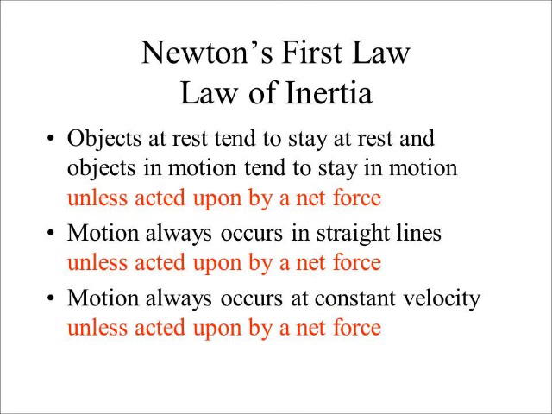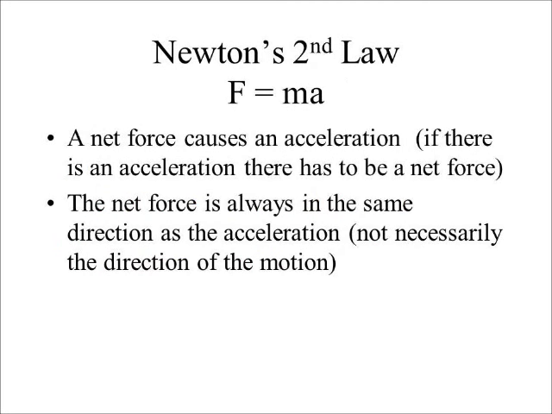Other parts of Newton's laws that people forget about are the second two parts. Motion always occurs in straight lines, so we're used to the objects at rest staying at rest and objects in motion stay in motion, but motion always occurs in straight lines, again, unless acted upon by a force. So that ball in outer space will keep going, and it'll keep going straight unless something makes it curve. And motion always occurs at constant velocity. It's kind of the same thing we discussed. It's not going to speed up or slow down unless there is some net force acting upon the object.